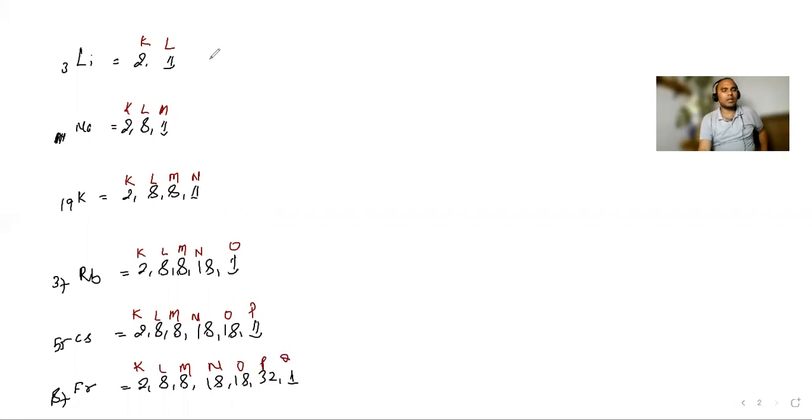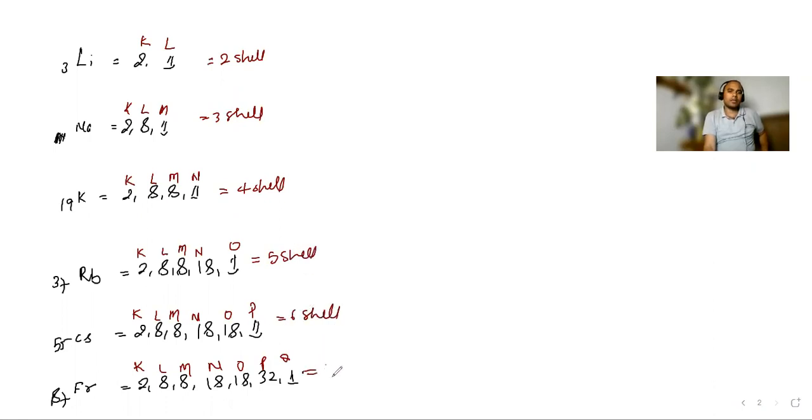See, number of shells, how many are there? 2 shells. Here how many are there? 3 shells. Here, 4 shells. How many are there? 5 shells. How many are there? 6 shells. Here how many are there? 7 shells. So let us try.